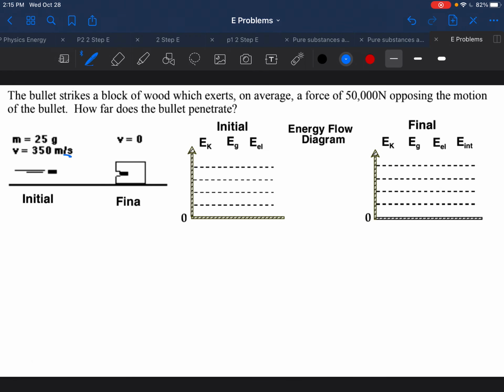All right, and now number 4. We have a bullet that strikes a block of wood, which exerts on average a force of 50,000 newtons opposing the motion of the bullet. How far does the bullet penetrate?